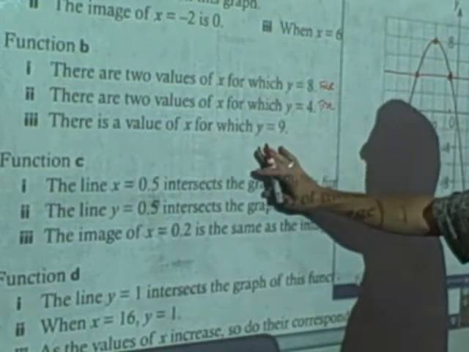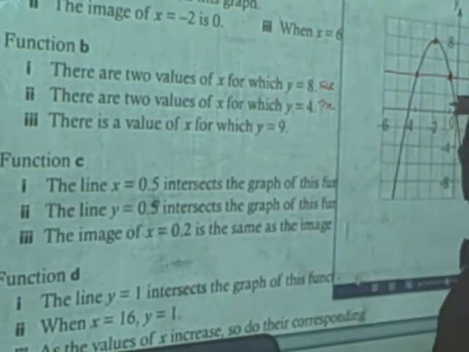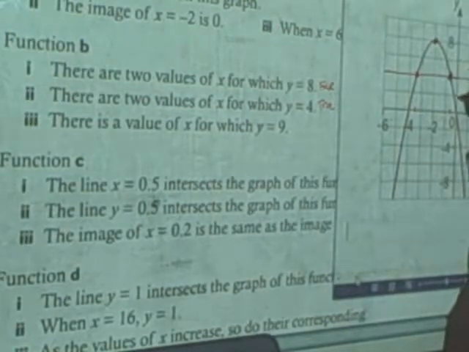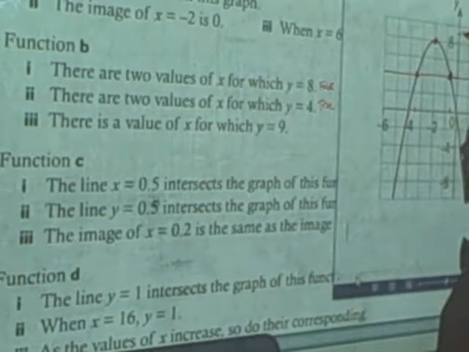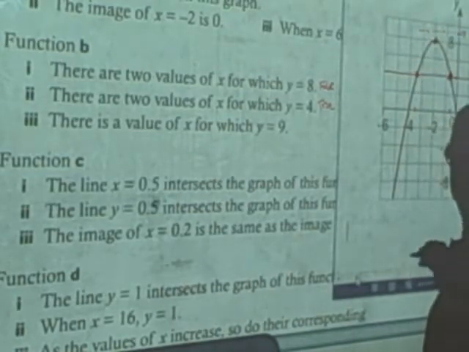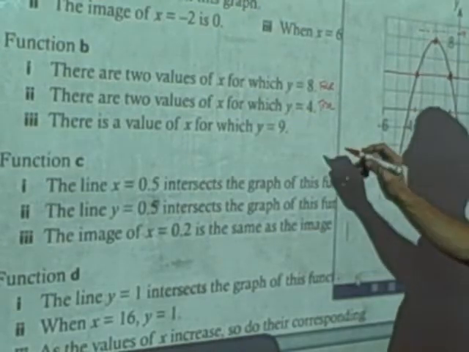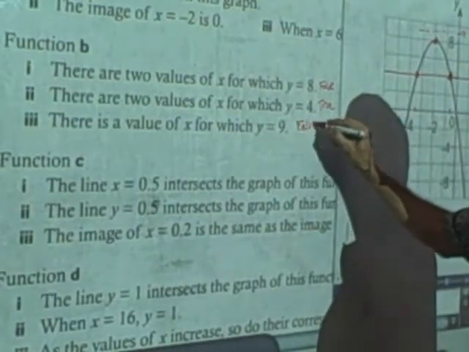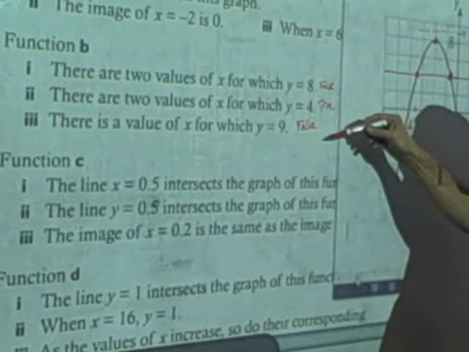Third one, there's a value of x for which y is equal to 9. Now, we have 2 every tick here, so that's 2, 4, 6, 8. 9's right about here, and the graph doesn't go up that high. So this is false. So these three go false, true, and false.